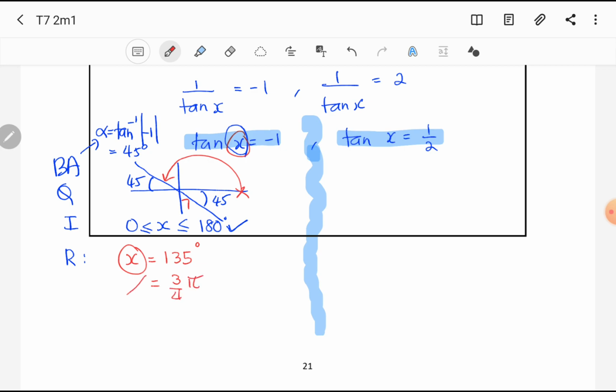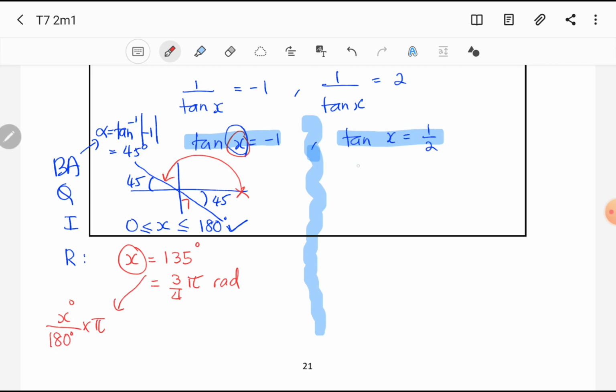Macam mana nak convert ke radian? Okay. X degrees over 180 degrees times pi. Itu dia punya formula nak convert ke radian. Okay. So, ini radian lah. Okay. Settle for the first part. Okay. Second part. Okay, yang ni pula.